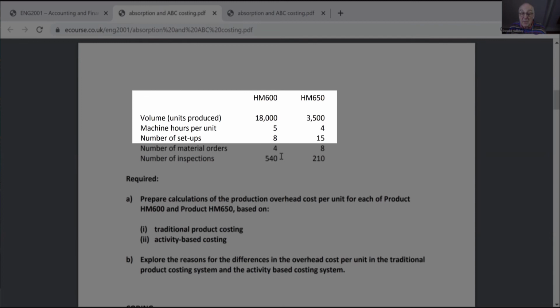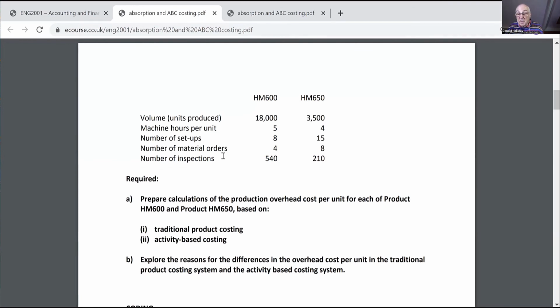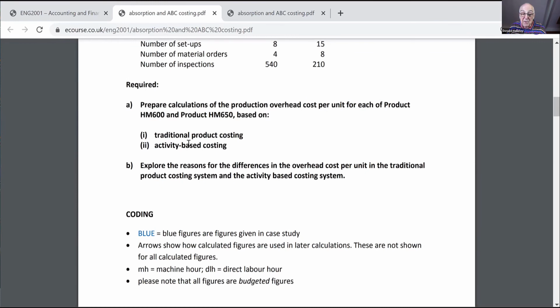This product, however, is slightly more risky. It needs a lot of inspection. And I know there's 18,000 units here, so maybe it's not as bad as I think, but the number of inspections for production will have to be 540. And with this one, HM650 product, it's only going to need 210. Now, basically, the calculations are going to be exactly the same as for traditional product costing.